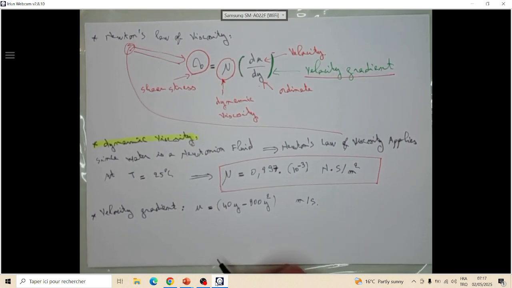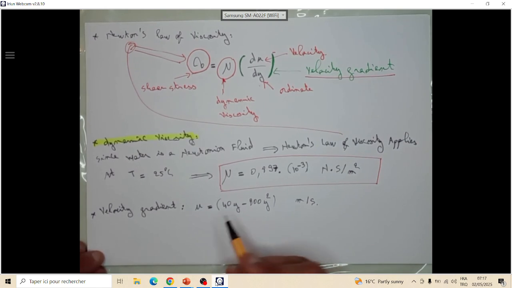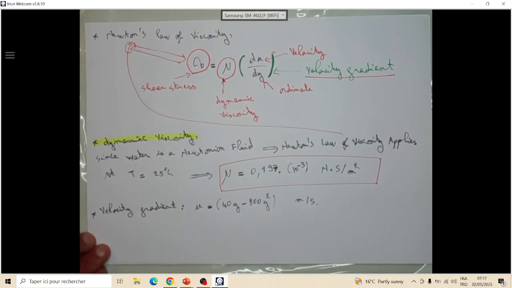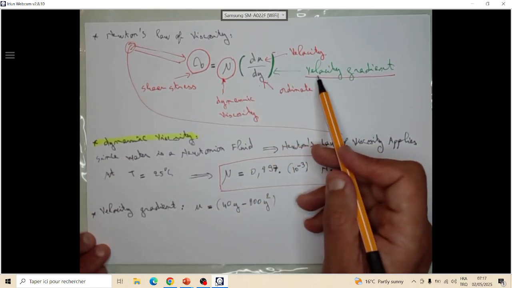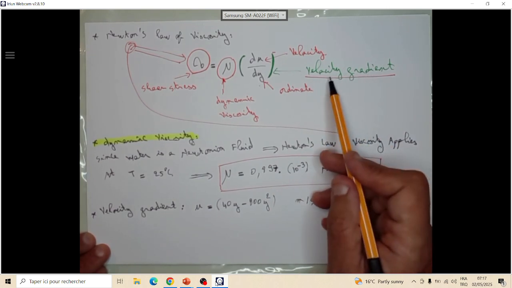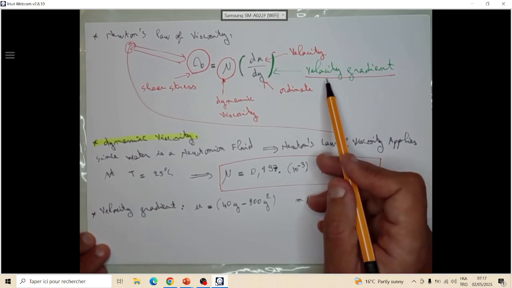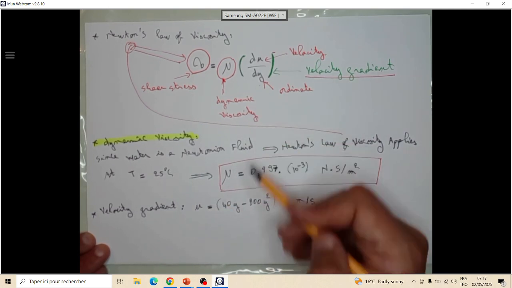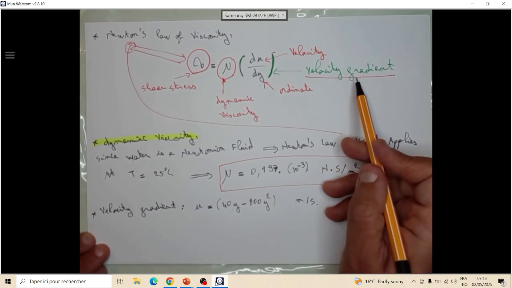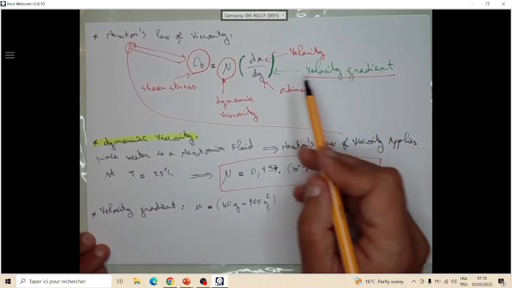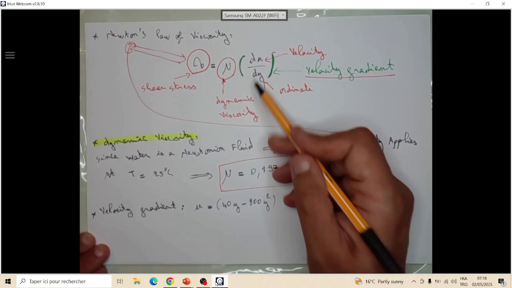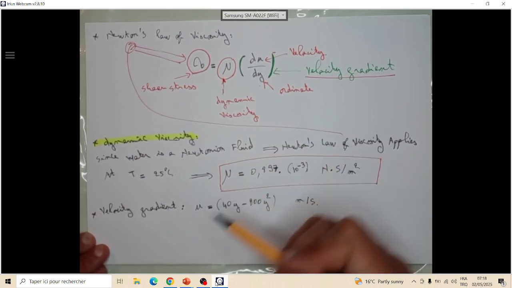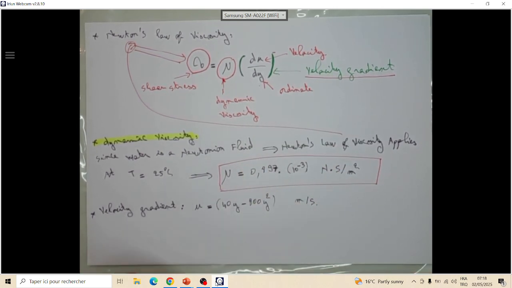So what do I need? I need the velocity gradient. What is the meaning of velocity gradient? The velocity gradient is the derivative of u with respect to y. This is all that I need. So I need to derive u with respect to y. This is very simple mathematics.